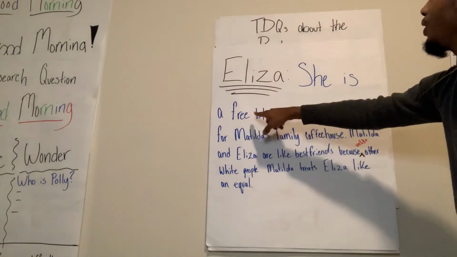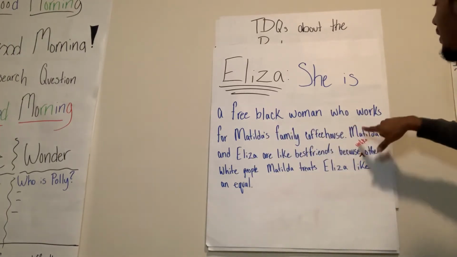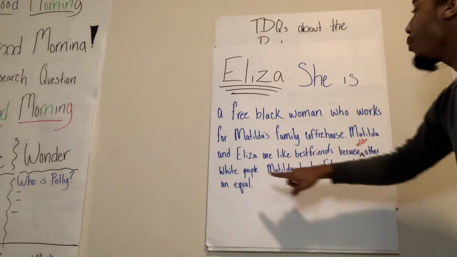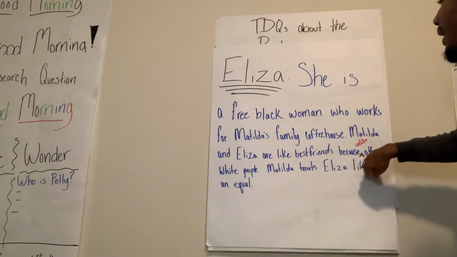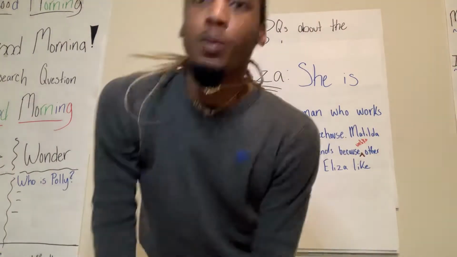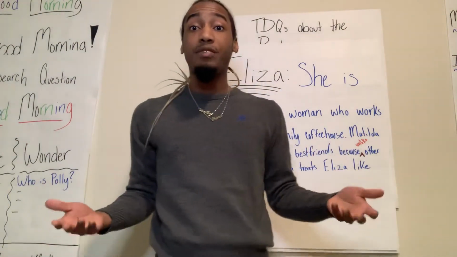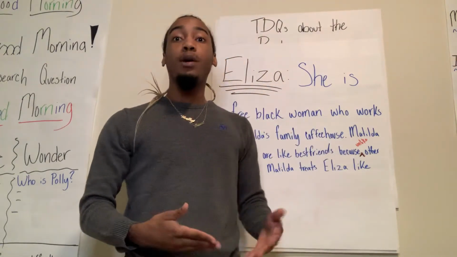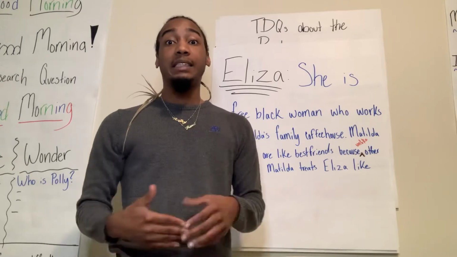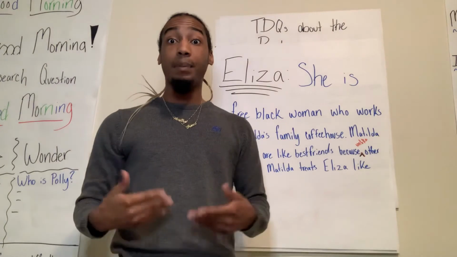Elisa, she is a free black woman who works for Matilda's family coffee house. Matilda and Elisa are like best friends because unlike other white people, Matilda treats Elisa like an equal. The reason why I added that other piece is because I found it to be a very important piece. During this time, we understand there's a lot of racism, right? So black people are not being looked at as the same. So for Elisa to be a free black woman, right?